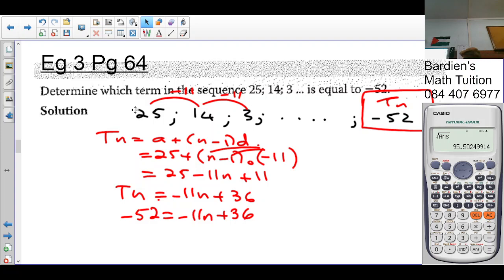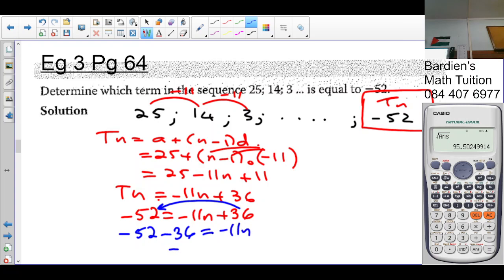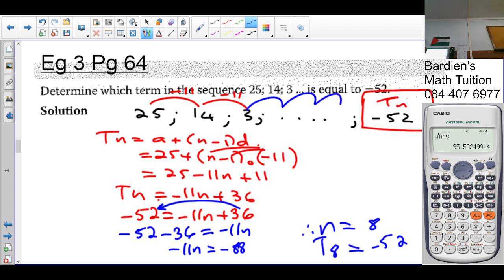That one. Alright, so what do we get? We take it over. It becomes negative 52 minus 36 is equal to negative 11n. Negative 11n is equal to negative 88. Therefore n is equal to 8. That means the 8th term is negative 52. Which means when I extend this to the 8th term, you will see the 8th term will be negative 52. You guys understand? Right.